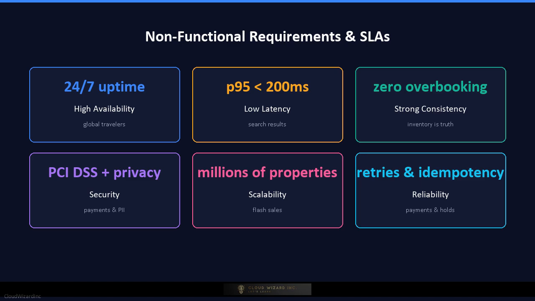It must be reliable with retries, idempotency, and clear state machines for every booking and payment. And it must be observable, so operators can detect inventory drift, payment failures, and review abuse quickly.